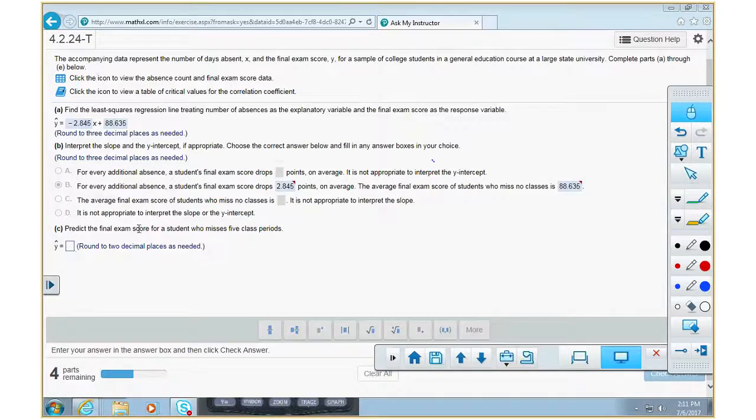Okay, predict the final score of a student who misses 5 classes. So if somebody multiplies 5 times 3, that is negative 15. Negative 15 plus 88, 88 minus 15 is 73. I say around 73. What do y'all come up with? I estimated, I didn't do it in my head. You take negative 2.845 and multiply that by 5, plugging in 5 for x, then add the y-intercept. I got 73. What'd y'all get?